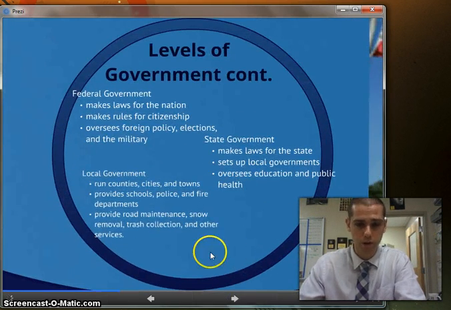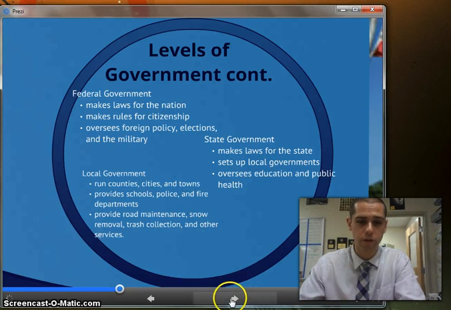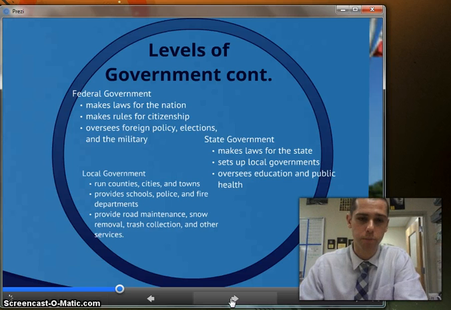As a whole, I want you to copy down these as well. Your federal government makes laws for a nation, makes rules for citizenship and how to become a citizen of the United States, and is in charge of things like foreign policy, which is how we interact with other countries, elections, and the military. The state government makes laws for the state, sets up local government, and controls the education and public health for an area.